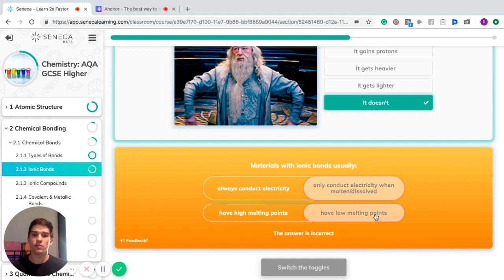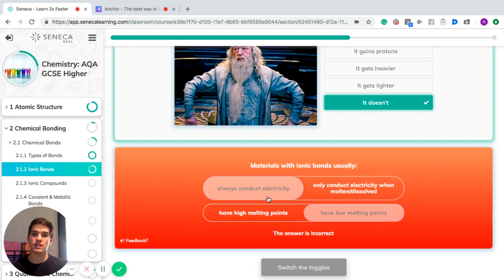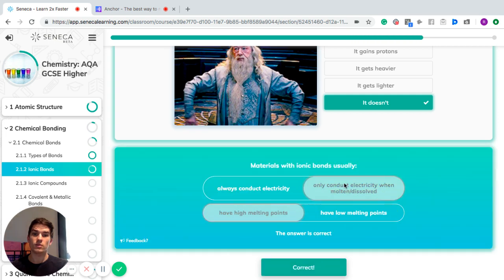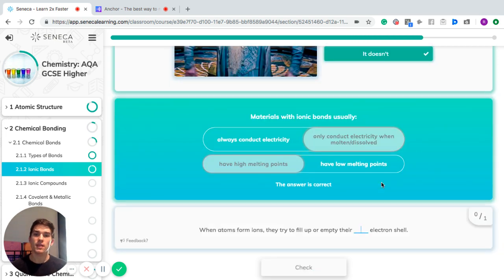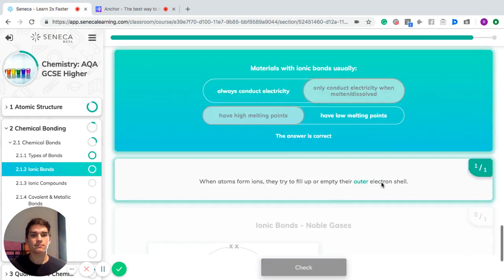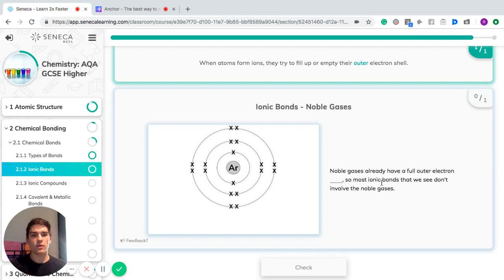Materials with ionic bonds only conduct electricity when they're molten or dissolved, and they have high melting points. When atoms form ions, they try to fill up or empty their outer electron shell. And noble gases already have a full outer electron shell, so most ionic bonds that we see don't involve noble gases.